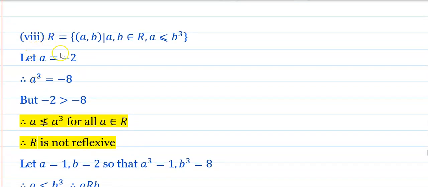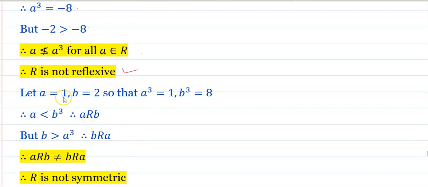Next, the eighth one. R is equal to the set of (A, B), where A, B belong to the set of real numbers, and A is less than or equal to B cube. If I take A equals -2, then what about A raised to 3? A raised to 3 is -8. But -2 is greater than -8, so this is not possible. Therefore, A is not less than or equal to A cube for all A belonging to the set of real numbers, and hence R is not reflexive.